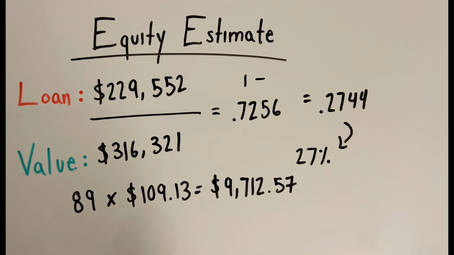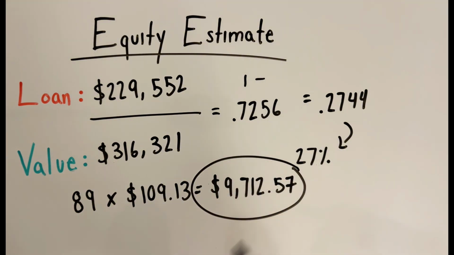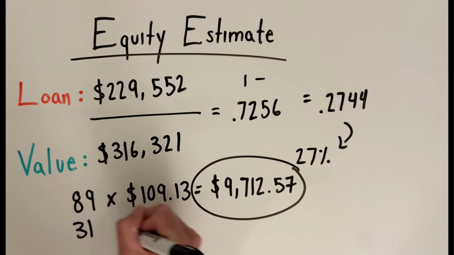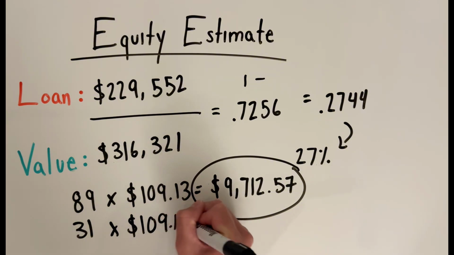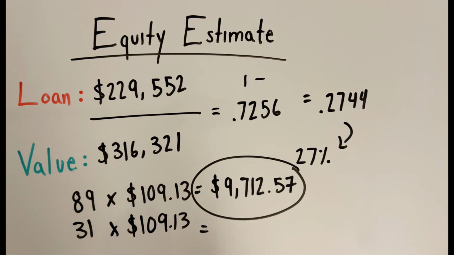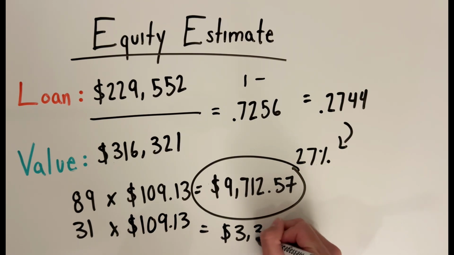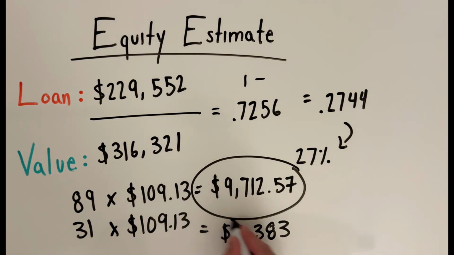Get PMI removed early, and this is how much I'll be able to save. I've already been paying PMI for 31 months times 109.13. I've already given my lender $3,383. And guess what? I don't want to give them a penny more. So let's move on to step 2.